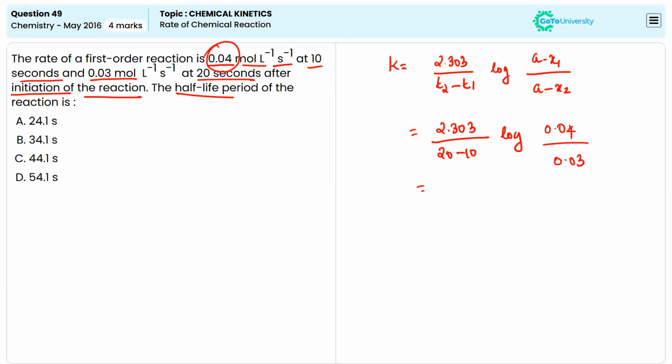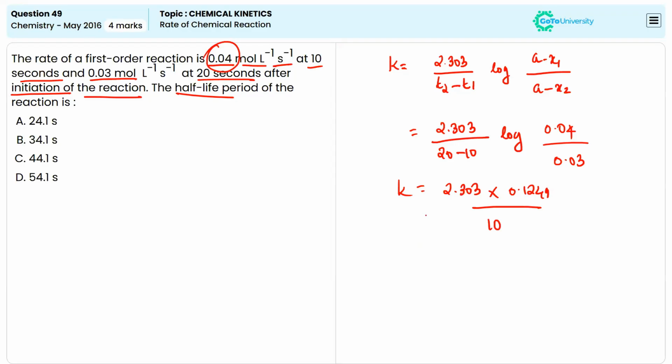Okay, a minus x1 means what is the rate? So that is 0.04 and 0.03 respectively. So rate constant K will be 2.303 times 0.04 divided by 0.03, which will be 0.1249, divided by 20 minus 10, which is 10.